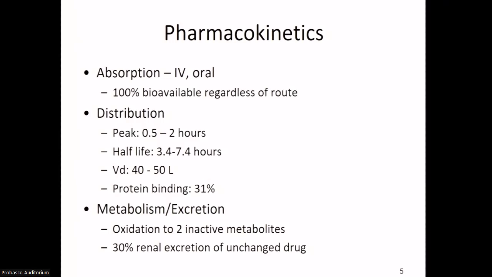And the main distribution parameter that I'd like to point out, and something that I think we're all very aware of, is this drug has a very large volume of distribution at about 40 to 50 liters. Also, it's very minimally protein bound, only at about 30%. Linezolid is primarily metabolized via oxidation to two inactive metabolites, but we do see about 30% of unchanged drug in the urine, so about 30% renally excreted of the parent drug.